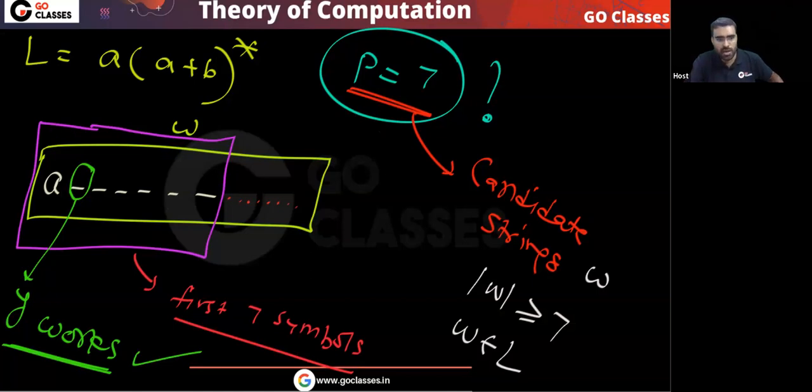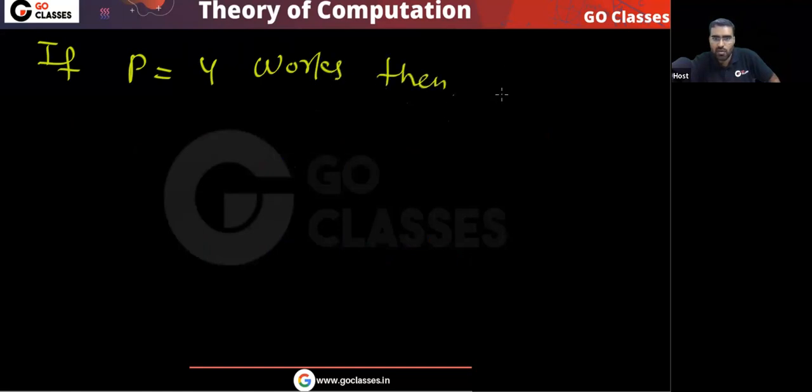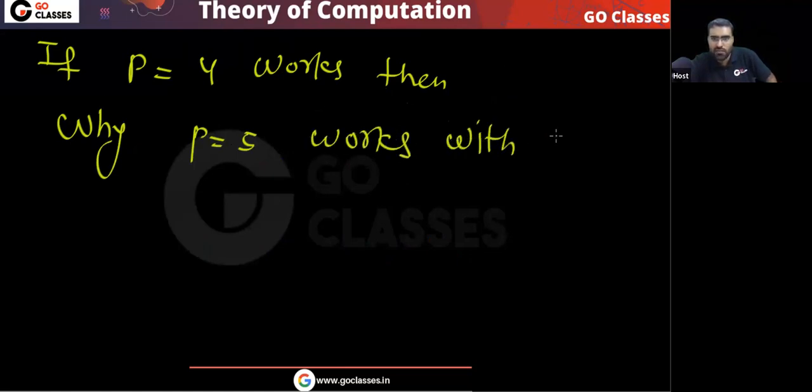I hope you understood. Are you finding this interesting now? Slowly, are you understanding this pumping lemma and these small points? So now something interesting. Tell me one thing. If p equal to 4 is working, then p equal to 5 will work, p equal to 6 will work. Why is it happening? Just logically you tell me, if p equal to 4 works, then why does p equal to 5 work with the same y?